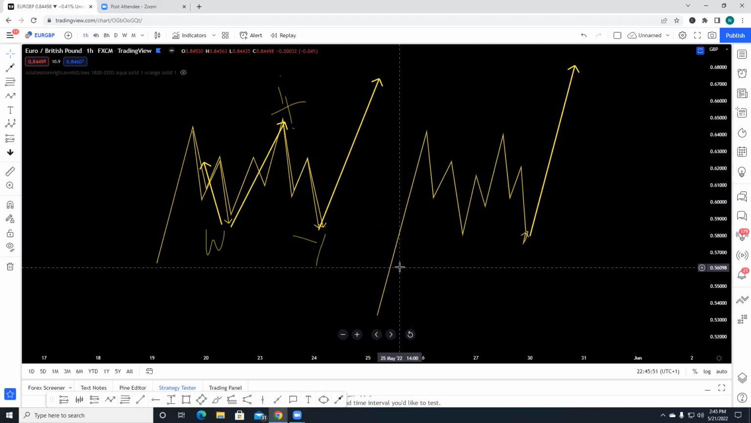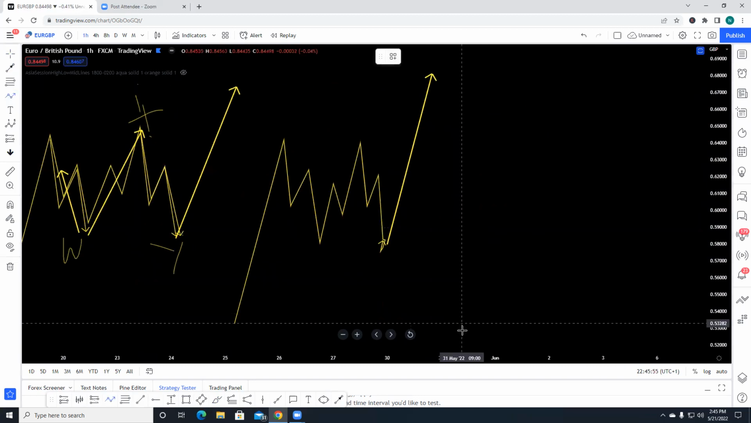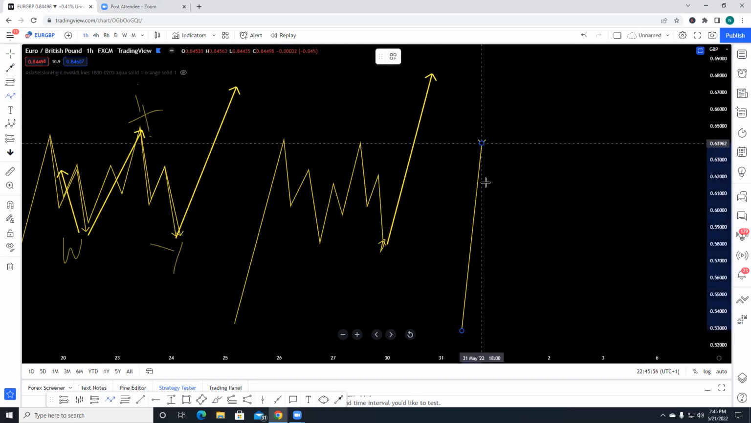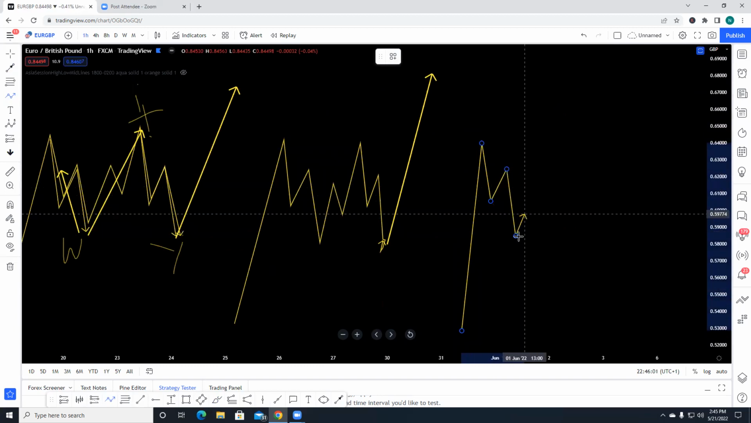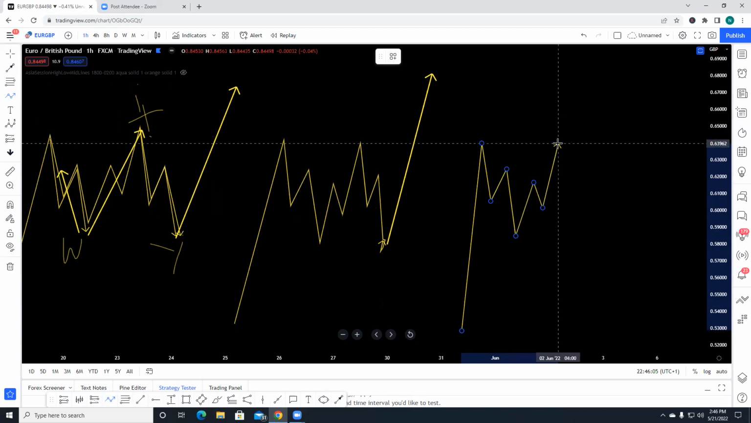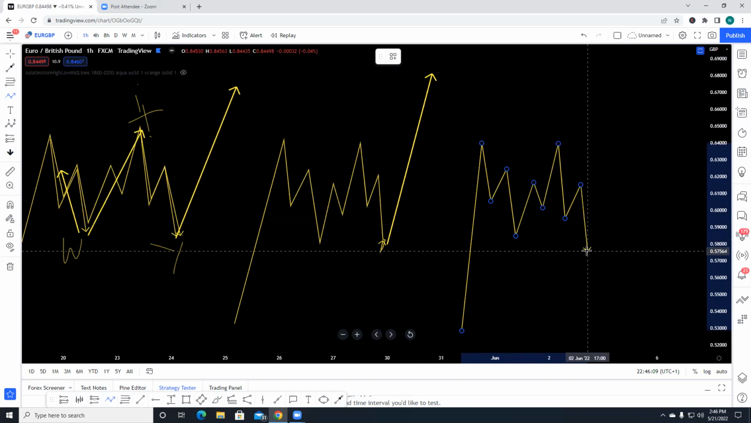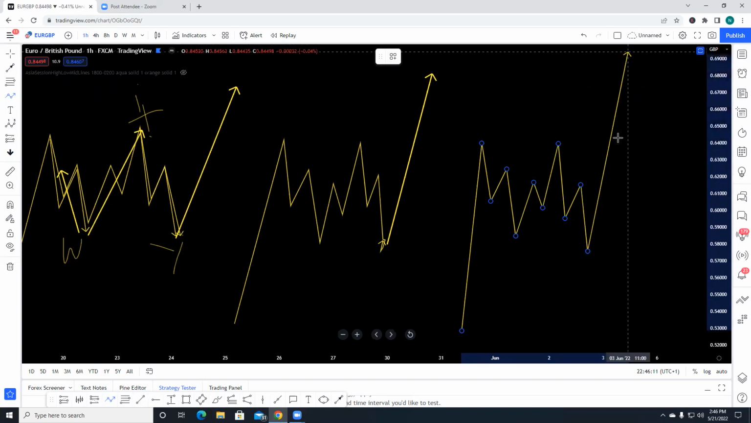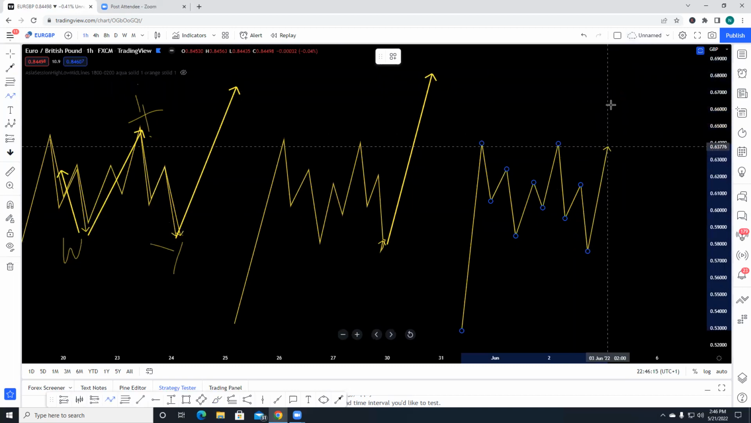Again, you must also notice a situation where you have an impulse, you have one, two, three down, that is W, you have one, two, three up, that's your X, now you have one, two, three down, you have your Y. So in this case, you are expected to have this move to the upside. Can you see? You're expected to have this move to the upside.